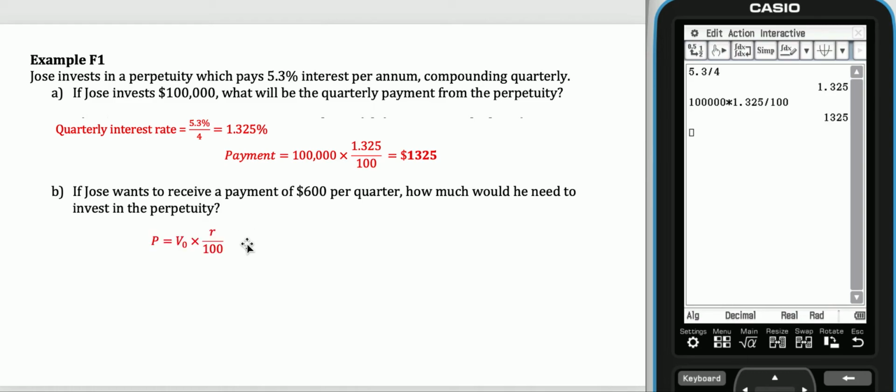So the payment, when we look at our formula here, is $600. V0 is the thing we don't know, but R, the interest rate, is still going to be the same as what it was originally, which was 1.325% per quarter. So those are the numbers that we can substitute into the formula, okay?